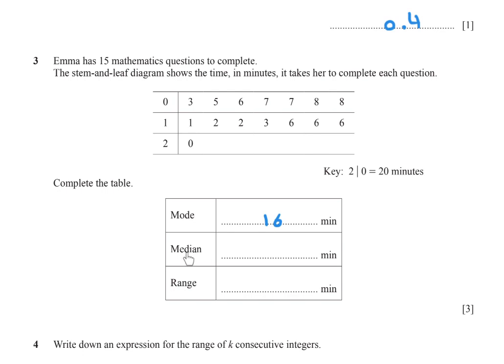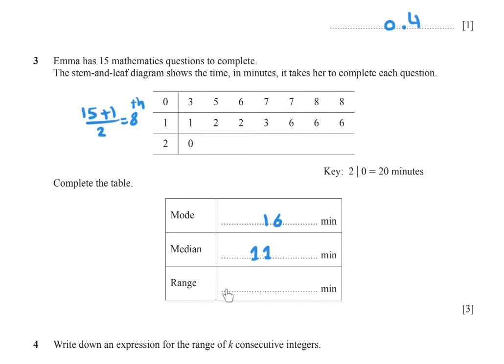To find the median, we need to find the order of the median. We have 15 values, an odd number, so we have one in the middle. To find the order, 15 plus 1 divided by 2, which is 16 divided by 2. So the median will be the 8th value. Start from the first: 1, 2, 3, 4, 5, 6, 7, 8. This is the 8th value. To read this value, 1, 1, this means 11. So the median is 11.